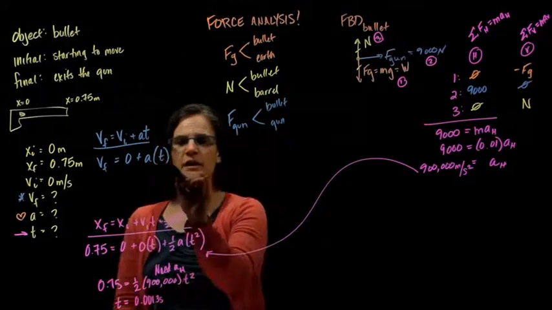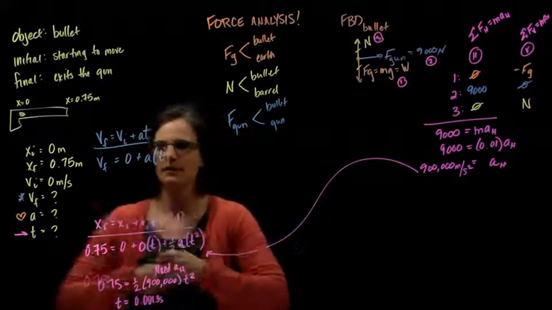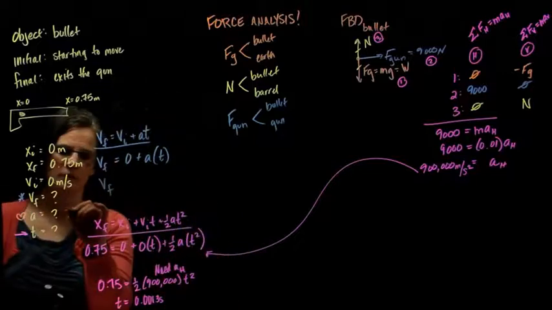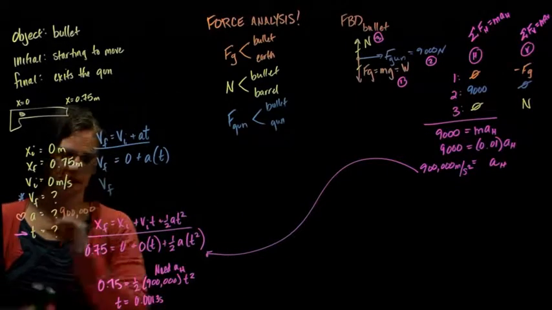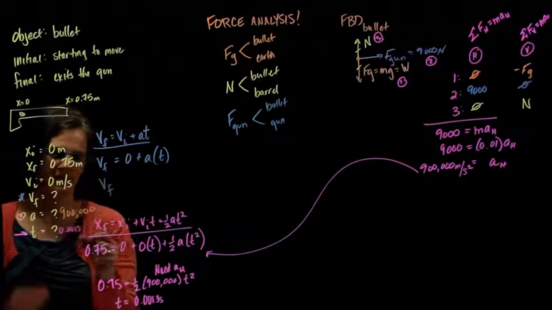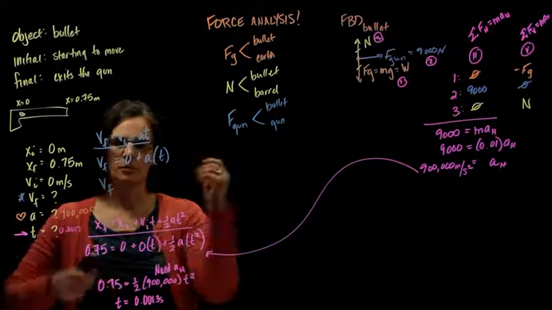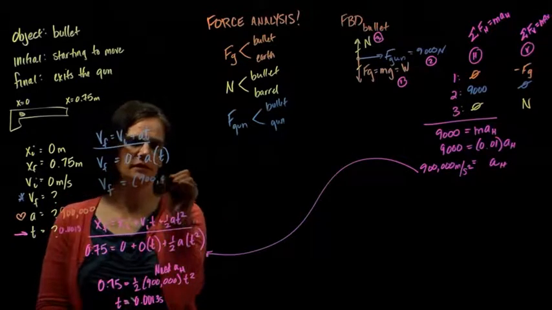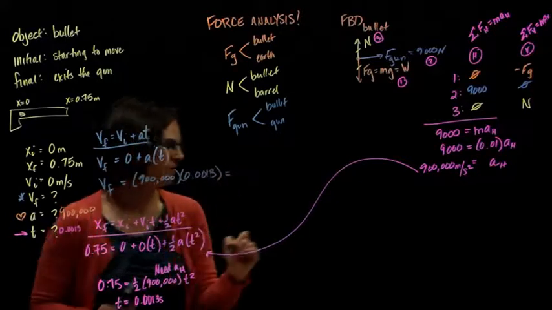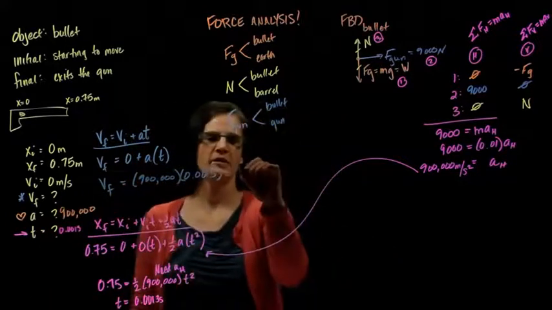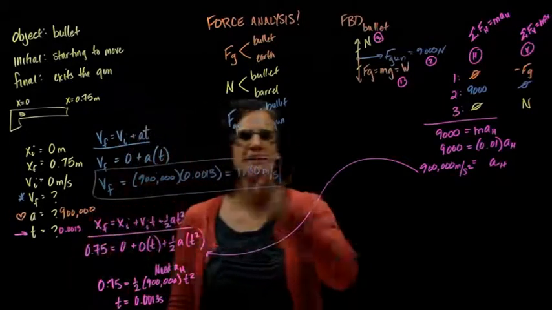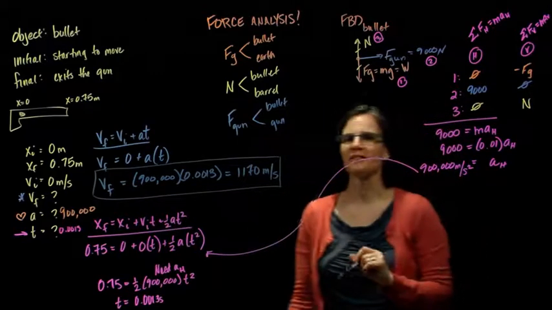So now I can input not only my time, but my acceleration up here in V final. So to be explicit, let's put those values into our list. 900,000 for my acceleration, 0.0013 seconds for my time, and I end up with V final is equal to 900,000 times 0.0013, and we find that our bullet is going 1,170 meters per second. Super fast, as we might expect a bullet to be traveling.